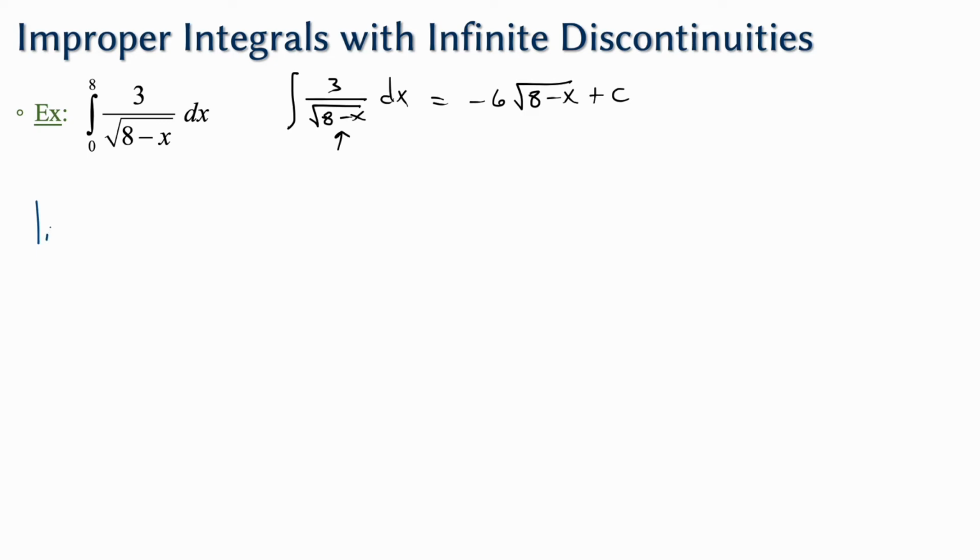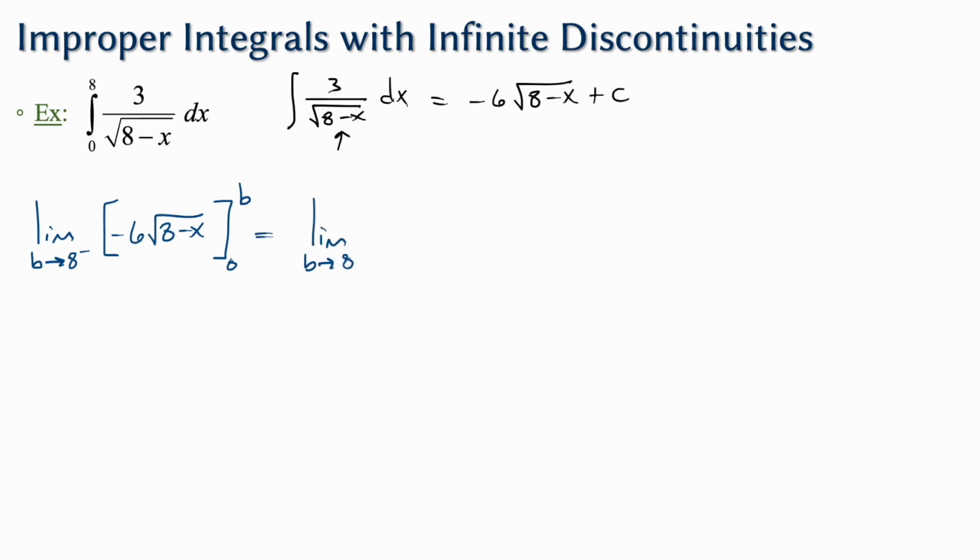So now let's adjust. We're going to be doing the limit as a b value. I like to use b for upper, right? As b approaches 8 from the left, because that's the upper limit. The antiderivative is negative 6 times the square root of 8 minus x, and we're going to go from 0 to some b. Let's go ahead and apply the fundamental theorem of calculus.